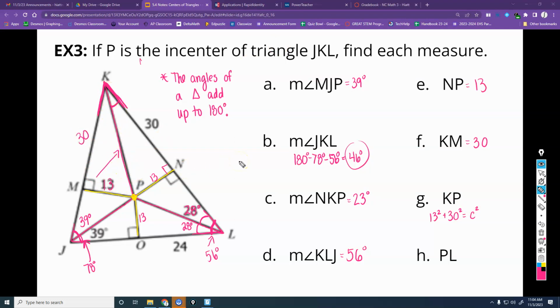So 13 squared plus 30 squared is going to be 1069, equals c squared. You will square root that, and the square root of 1069 is going to be 32.696 if you round it to 3 decimal places there.